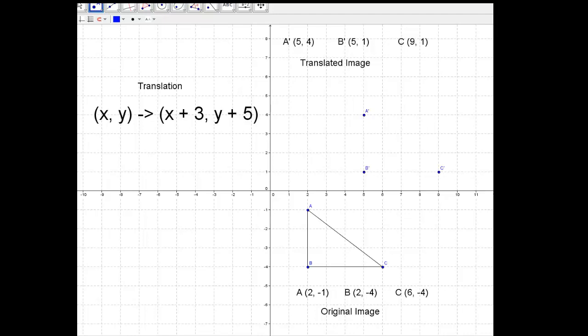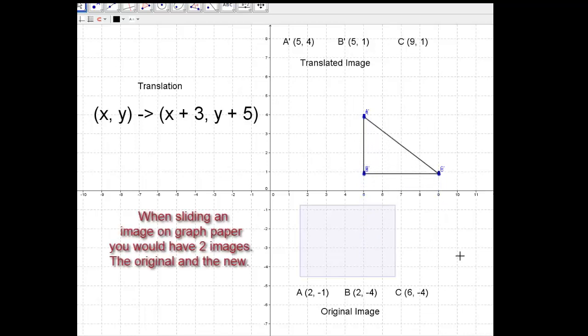This is an example in the graph. We have the x plus 3 and the y plus 5, and I have a triangle in quadrant 4, which I'm just going to highlight. This translation, or slide, would look like moving to the right 3 units and up 5 to its new location. And as it points out there, when you slide this on a piece of graph paper, you would have the original image and the translated image. You would have two.